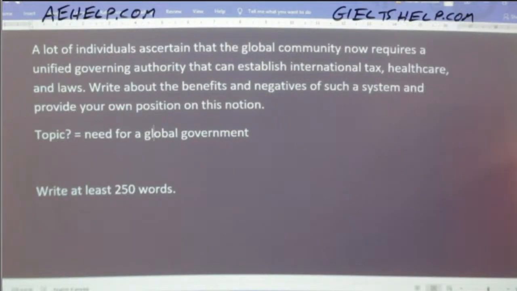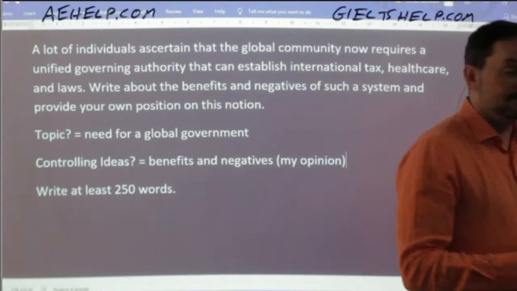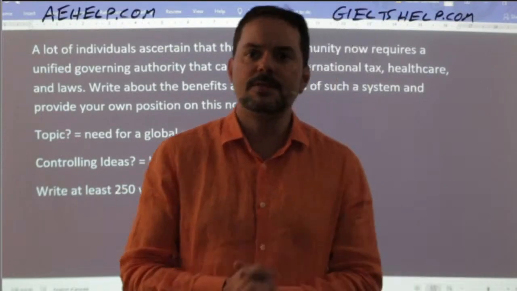Okay, so let's take it one step further and identify the controlling ideas. Controlling ideas should be pretty quick once we have the topic. Benefits and negatives. And of course, my opinion is going to be somewhere within those benefits and negatives, right? So that's where we're going with this.